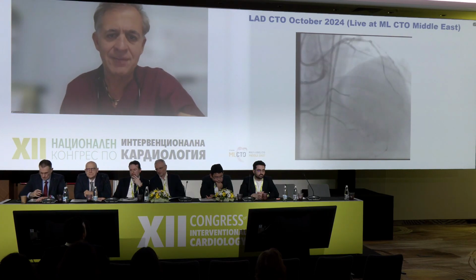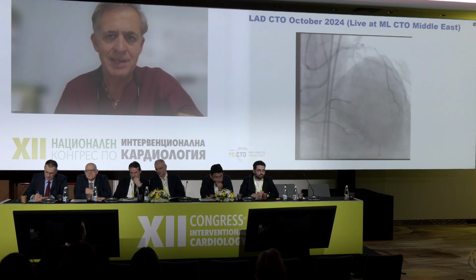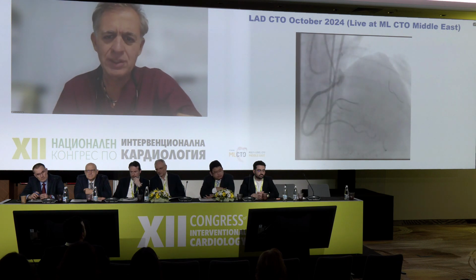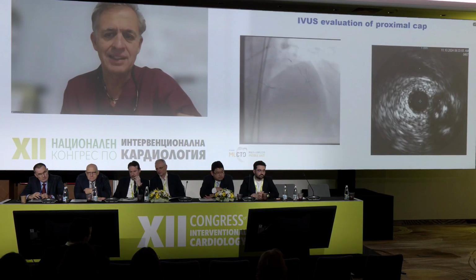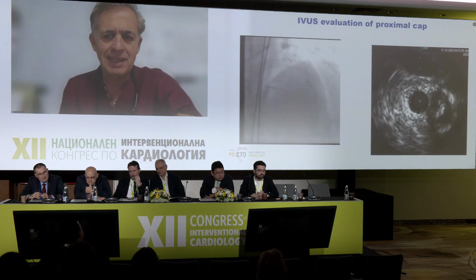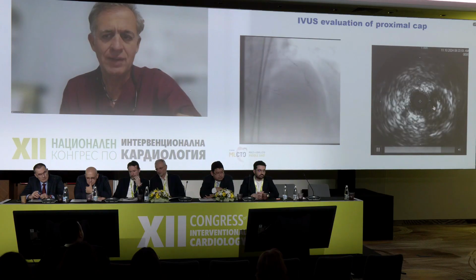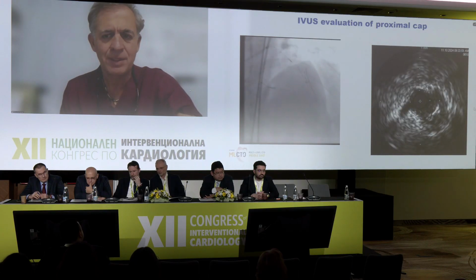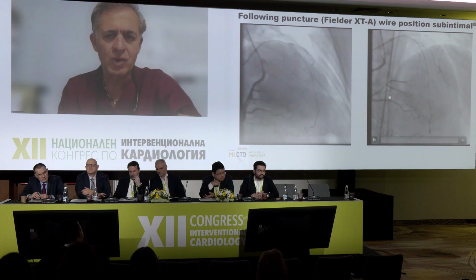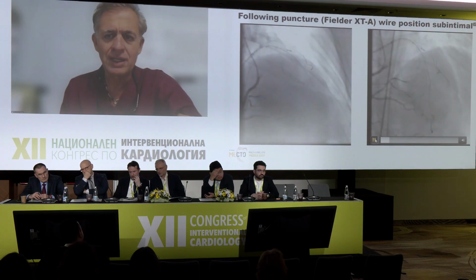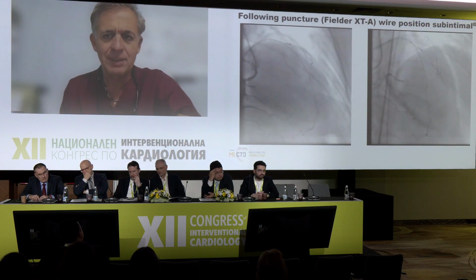Then this is a case of last year I did live in Egypt for MLCTO Middle East. You can see here was a woman with not good retrograde connection, a diffuse disease of the LAD. I punctured, guided by the proximal cap. You can see at 4 o'clock, we have calcification in the middle of the cap, and I tried to puncture, but I was not able to cross intraluminal. So at this point, we were subintimal.